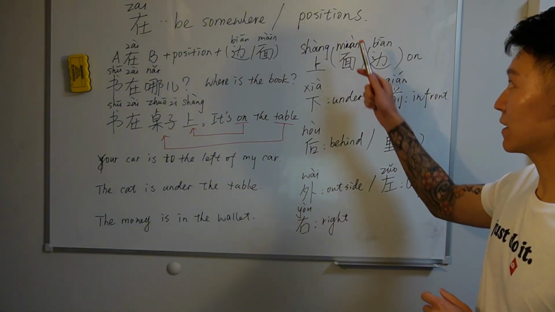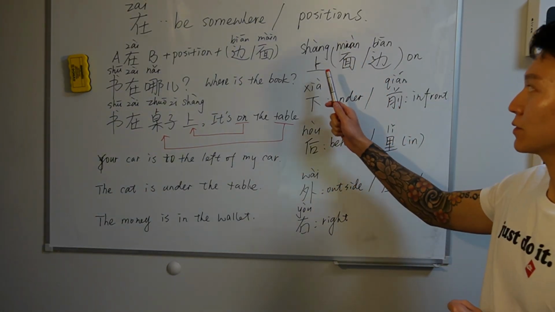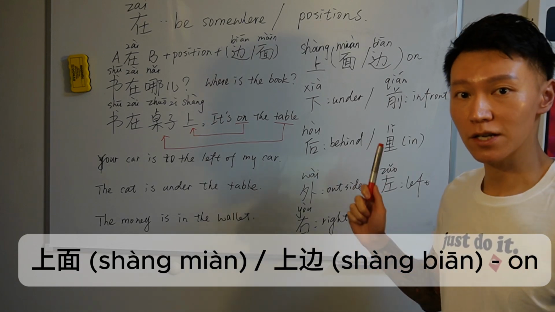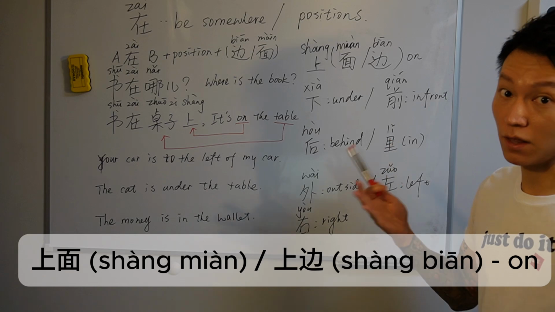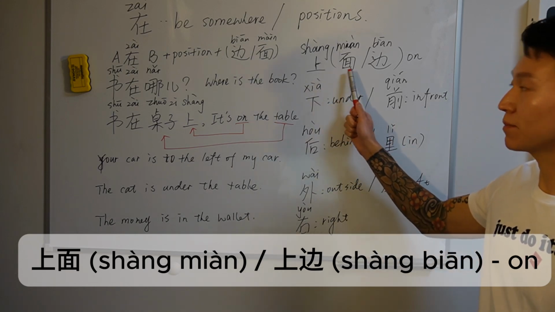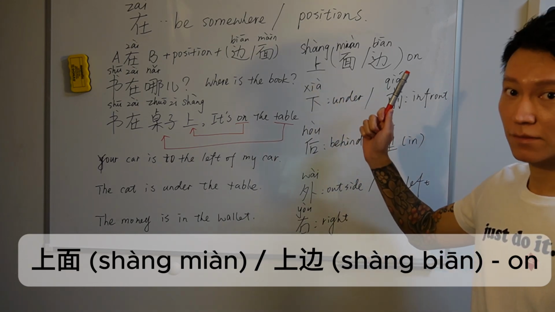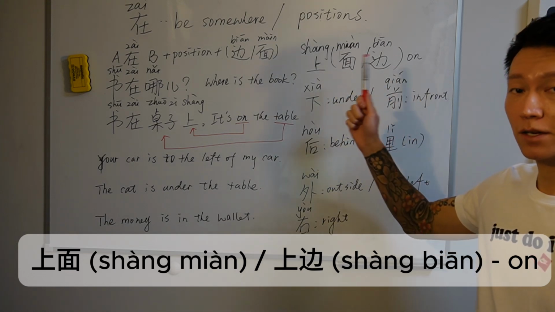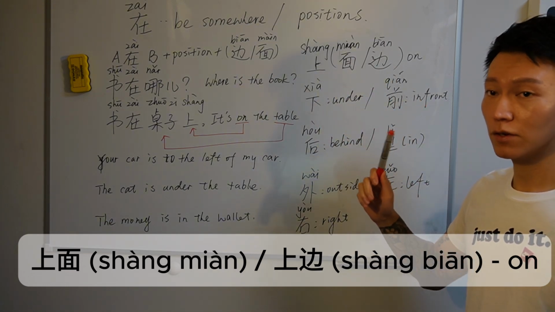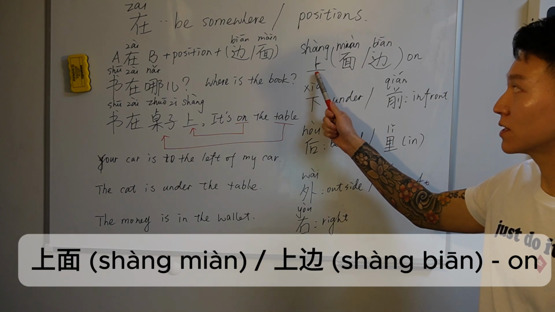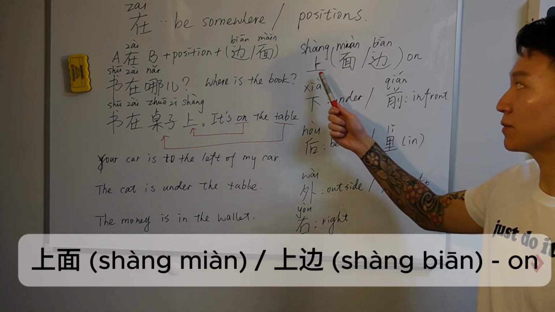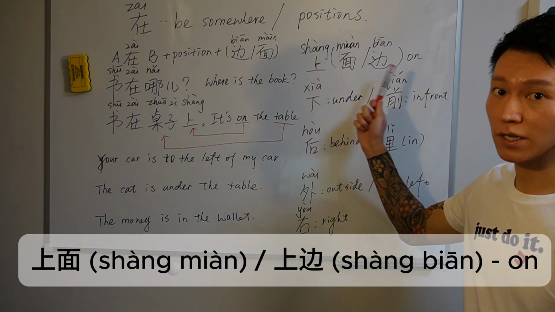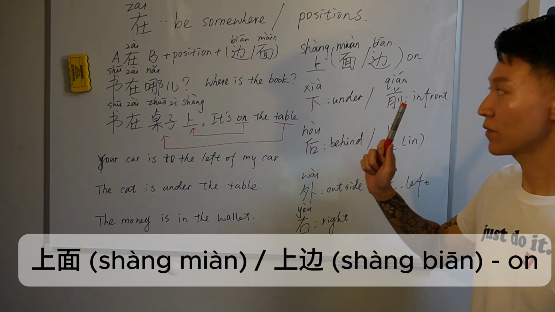First, we have several positions here. The first one is 上. It means on, so you can say 上 alone, or you can also say 上面 on, 上边 on. So you can just use the single character 上 to talk about on something, but sometimes people also say 上面 or 上边. They have no difference. Alright?